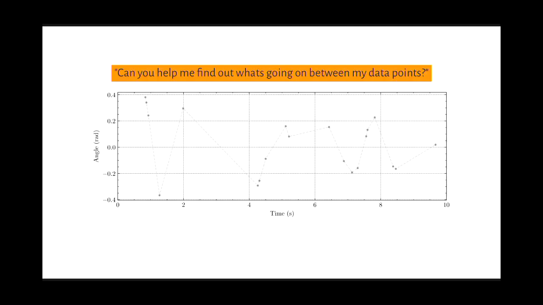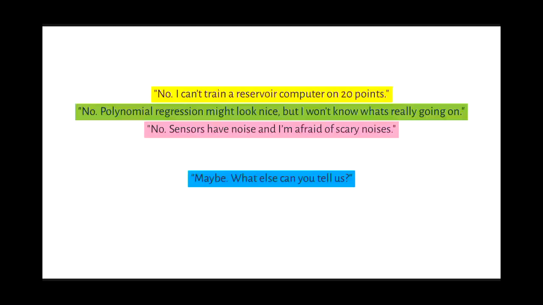So it's a system, it's a time series, right? And it's in units of radians, it's an angle of something, right? So different people are going to have different reactions to how you might answer this question, figuring out what's going on between the data points. You might think, okay, I know nothing about what's going on. Nonlinear function approximation. Probably going to struggle to train a reservoir computer on 20 points though.